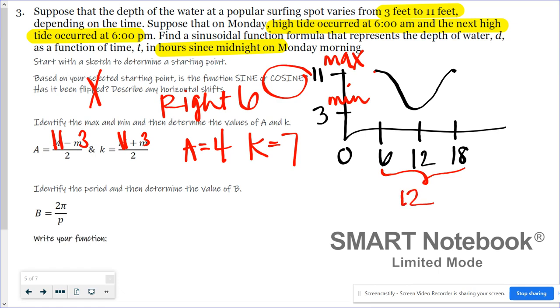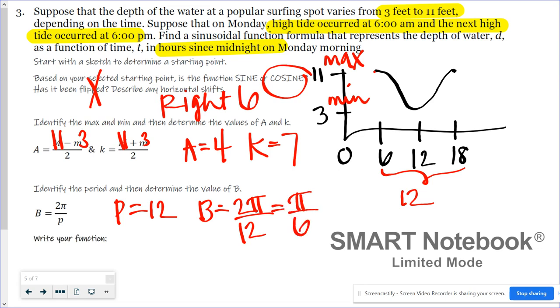So cosine completed one full cycle in 12 hours. So the period would be 12, and then the b value would be 2 pi divided by 12, and that's simply pi over 6.